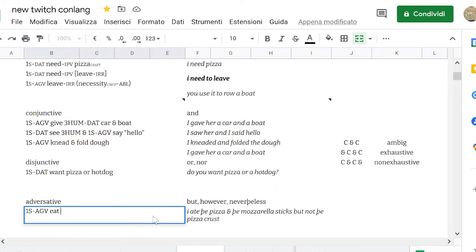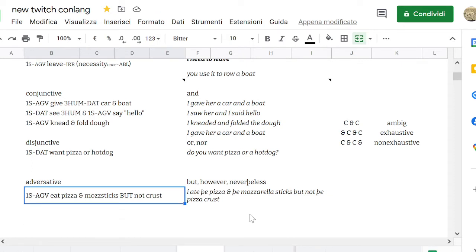And then all these things are the patient. So we have pizza, we have mozzarella sticks. I'm going to just say mozz sticks as one word, just to save space. But, and then we have a negated thing. Not crust. I'm not going to say pizza crust, just to save space so it doesn't go on to the next line.